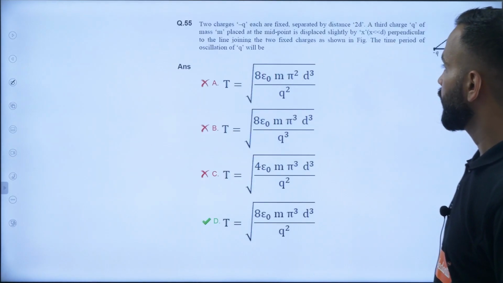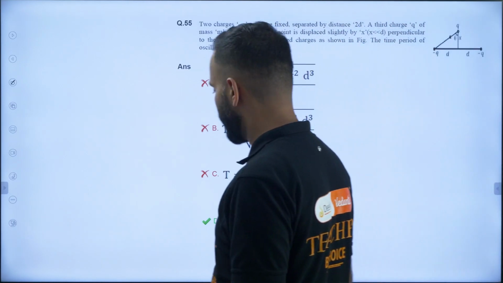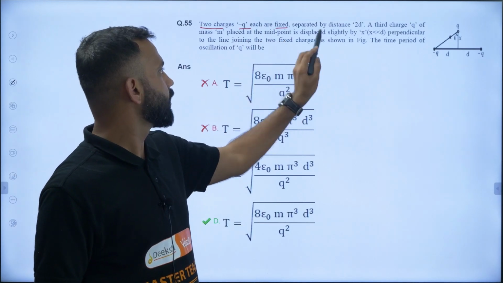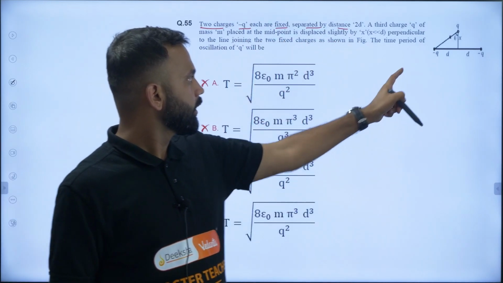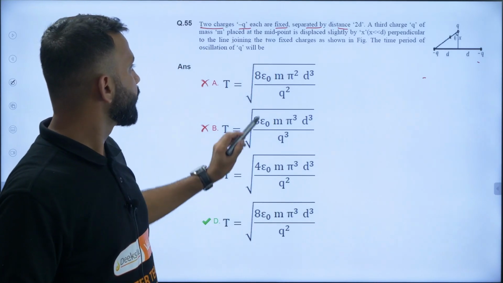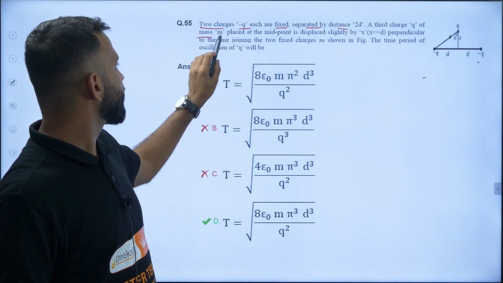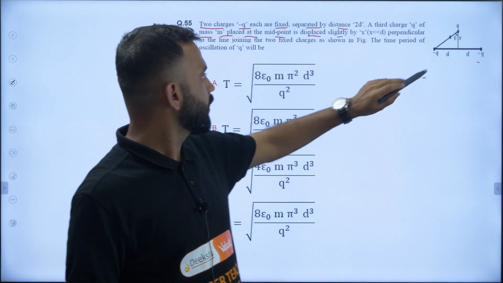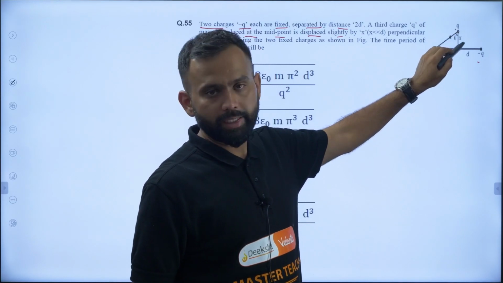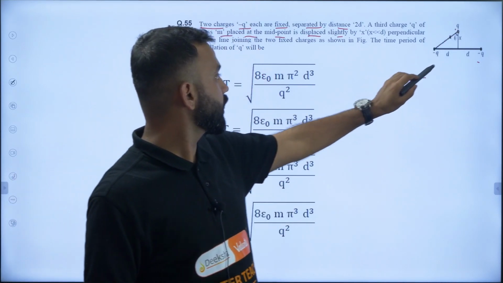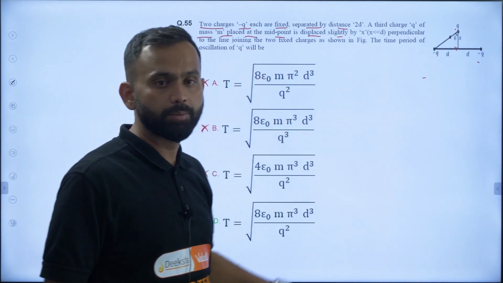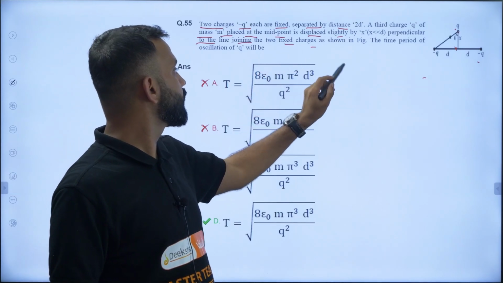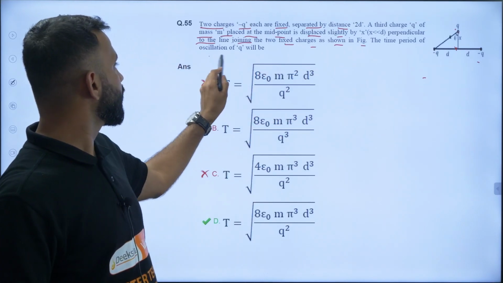Question number 55. I will read it from here. Two charges minus q each are fixed, separated by a distance 2d. A third charge q of mass m, placed at the midpoint, is displaced slightly by x, perpendicular to the line joining the two fixed charges as shown in the figure. The time period of the oscillation of q will be.